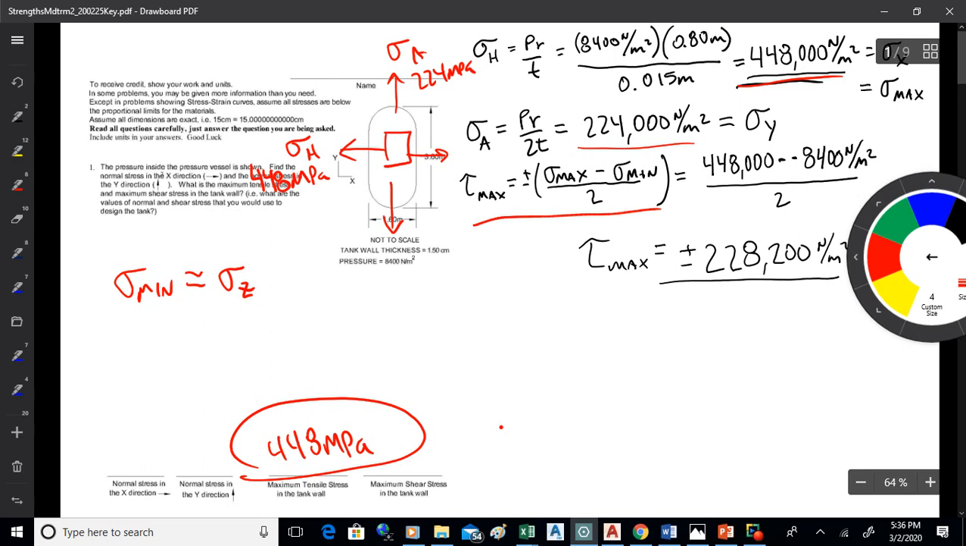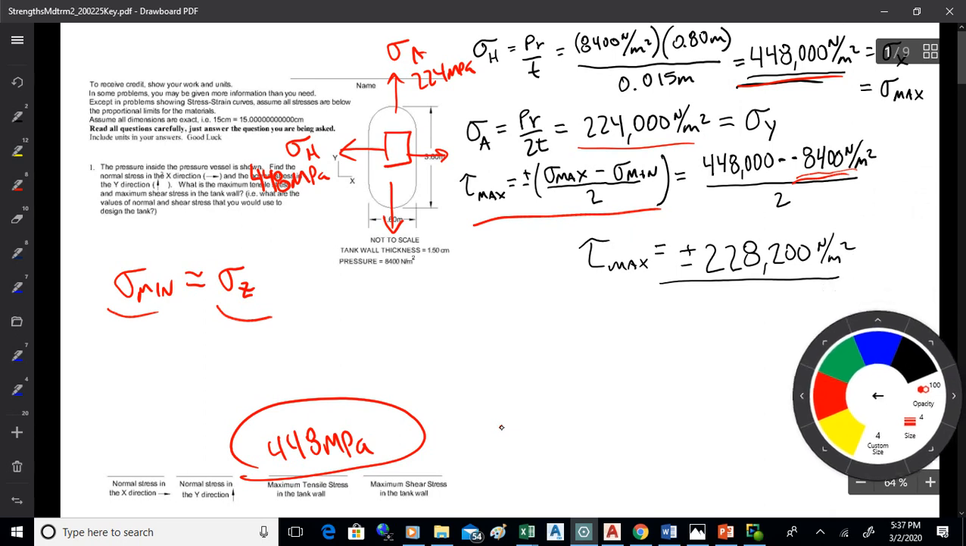Now sigma min in this case will be sigma z, which you can consider to either be 0, or you could even take it a little bit further and consider the stress in the z direction, which is normal to that plate that makes up the tank, as being the internal pressure, which is 8,400. It's negative, so you'll have 448,000 minus a negative 8,400 over 2.